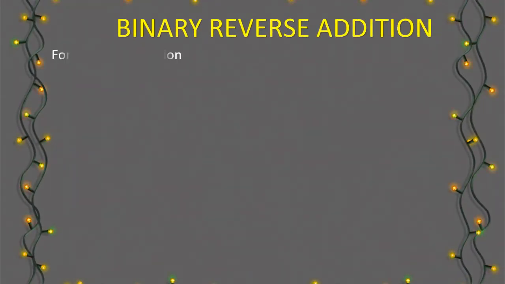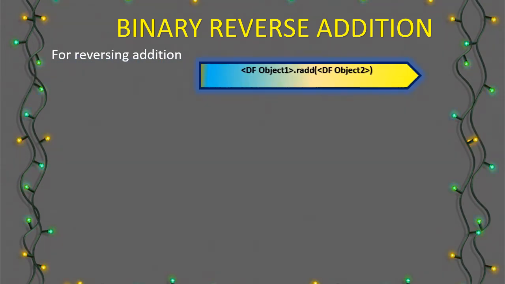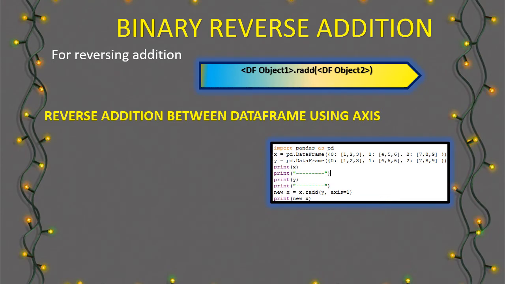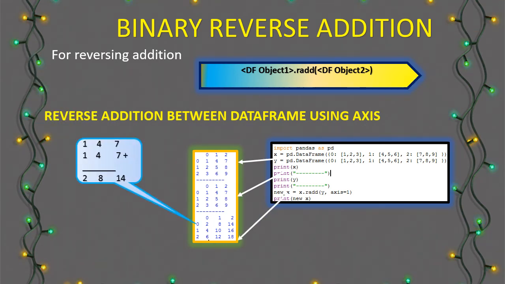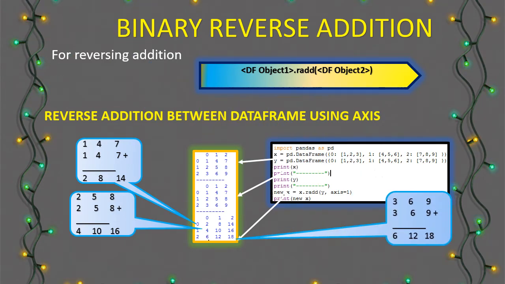Reverse addition. For example, 5 plus 3 is the actual addition; reversely means 3 plus 5. Reverse addition gives the same result as a normal addition. In a data frame, if we want to use reverse addition, we can use the function radd. It indicates the reverse addition. So see the example, x and y are two data frames: x.radd(y) is the reverse addition. The second value y will be added with the x value reversely. Here axis 1 is given, so the data will be added row-wise and displayed.